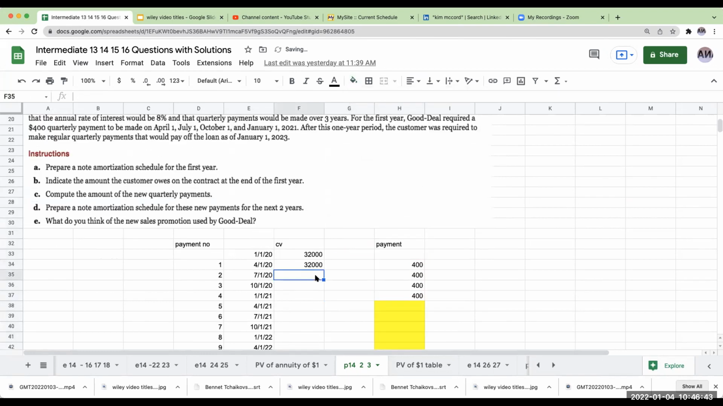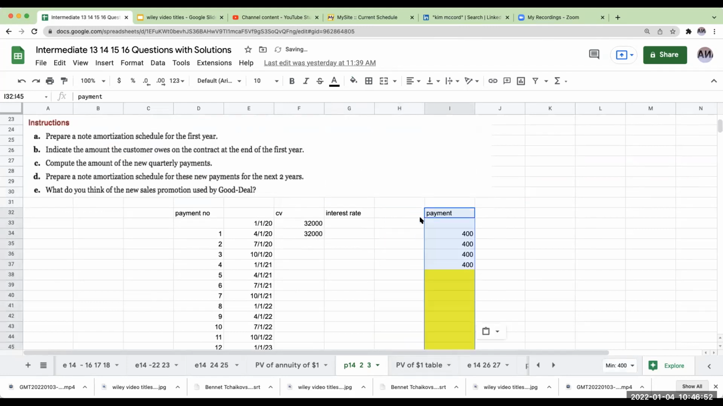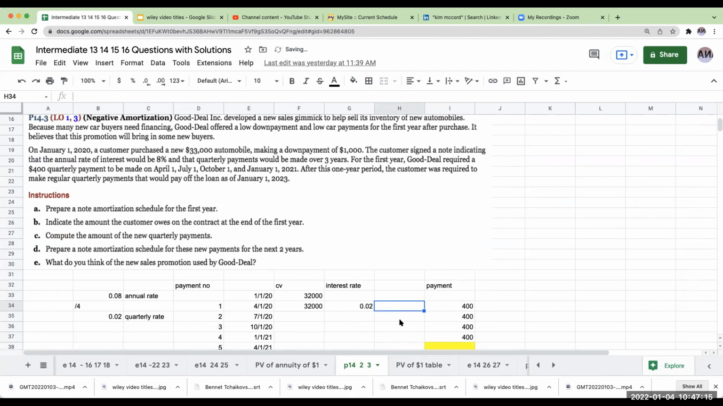Okay, so my interest rate is going to be how much? Well, it's basically going to be 2%, right? Where's the 2% coming from? 8% annual rate divided by 4, 2% quarterly rate. So my interest expense is going to be 32,000 times 2%, or 640.